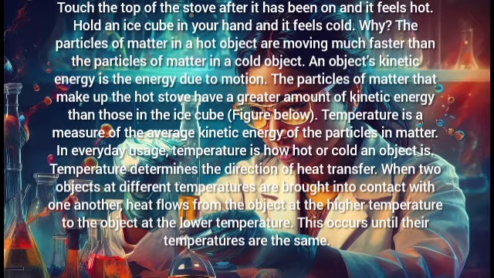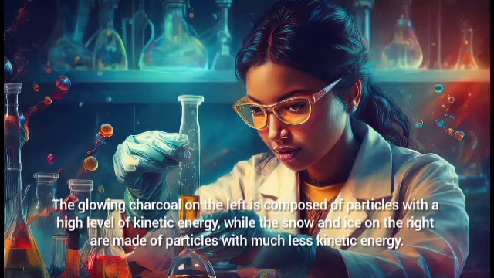When two objects at different temperatures are brought into contact with one another, heat flows from the object at the higher temperature to the object at the lower temperature. This occurs until their temperatures are the same. Figure 4: the glowing charcoal on the left is composed of particles with a high level of kinetic energy, while the snow and ice on the right are made of particles with much less kinetic energy.